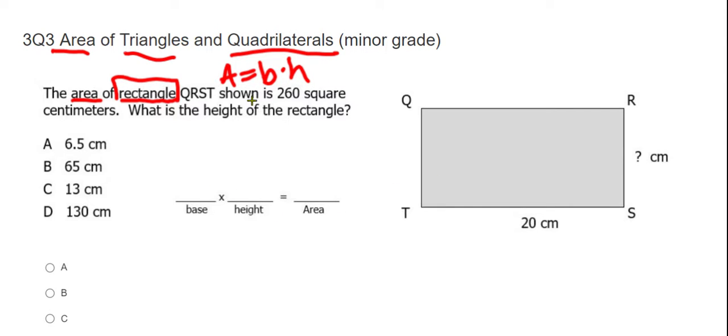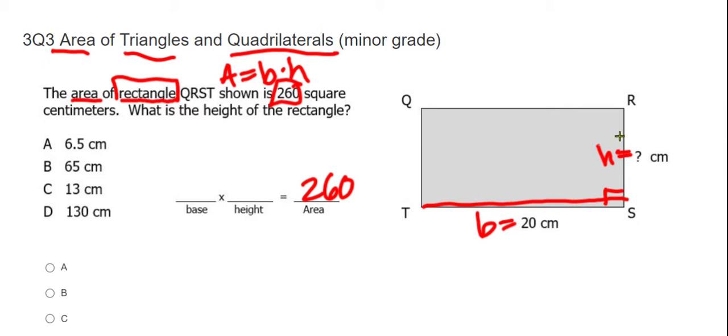And the information is filled in already here. It says area is equal to 260. So we're going to substitute, take out A, put in 260. Then we have the base and the height. The height is perpendicular to the base. So we've got 20 and then a question mark.